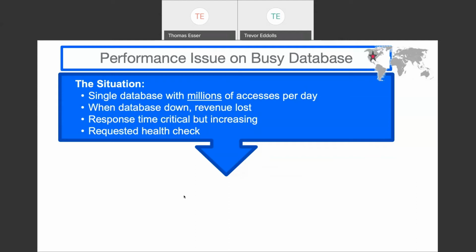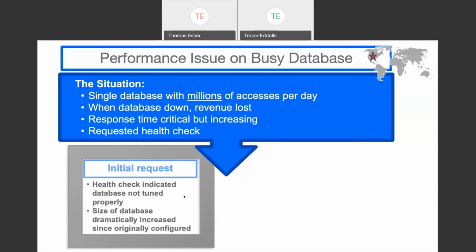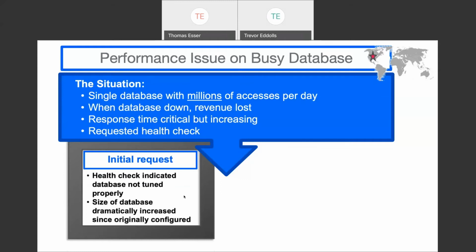There was a single database with millions of accesses per day, and when the database is down, they lose revenue, because that's a very important database. And it's also very critical to have a very good response time for this database. So they were in trouble, and they requested IBM to run a kind of health check just to analyze what's going on here. And the health check indicated the database was not tuned properly.